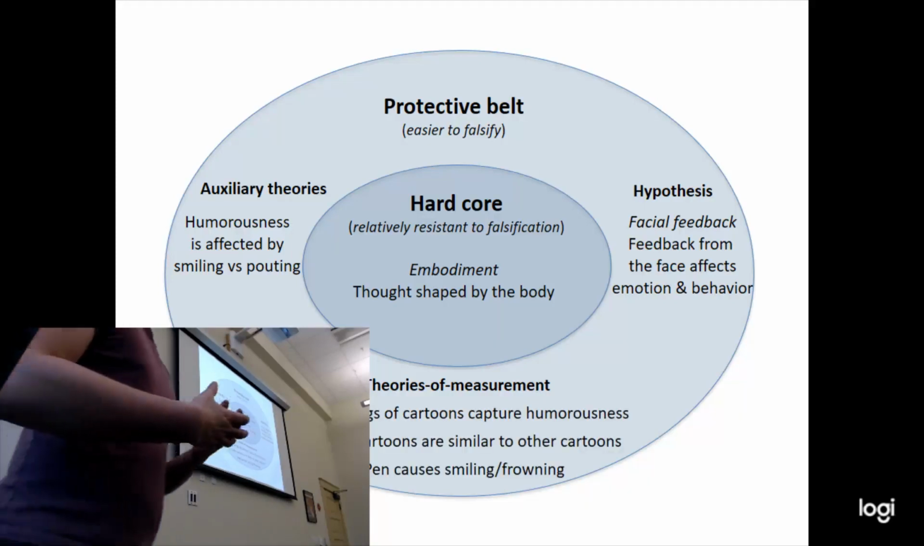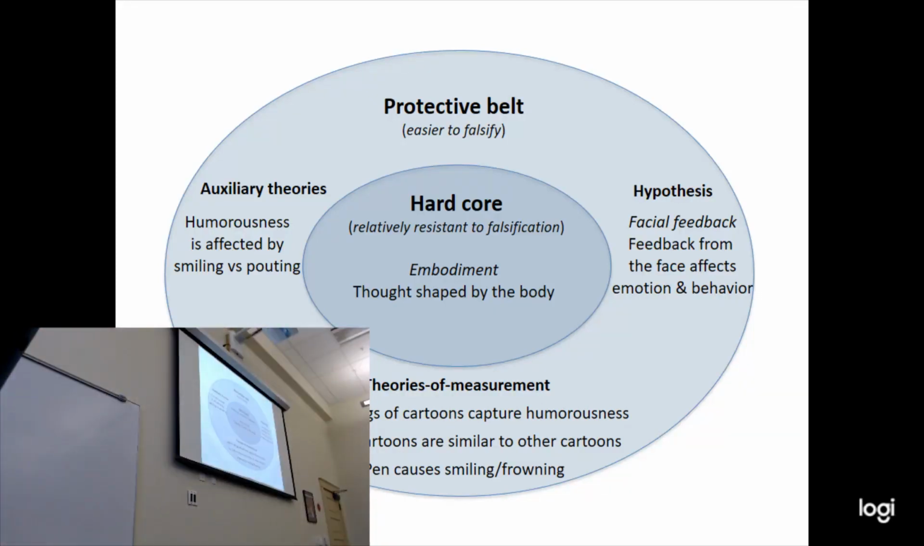There are also a number of meta theories about what you're actually doing in the study to help connect what's happening in the study to facial feedback and therefore to embodiment. So one is that if you circle a number from 1 to 7 about how funny a cartoon is, that act of circling that number captures feelings of humorousness. That's an assumption that is necessary to connect what's happening in the study to the theory.